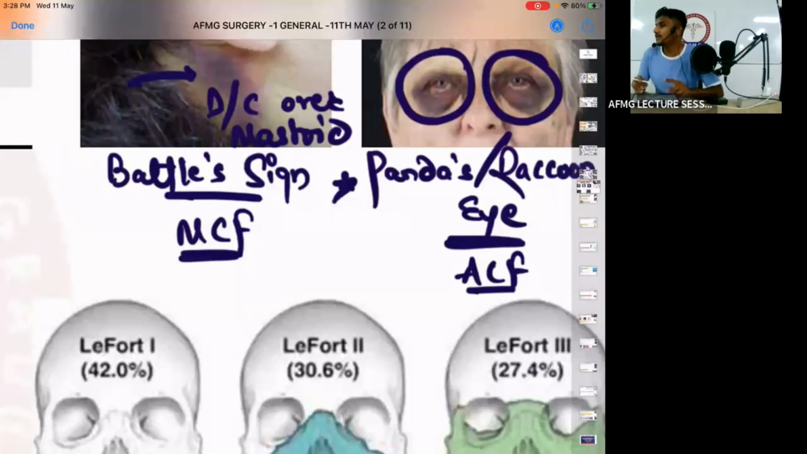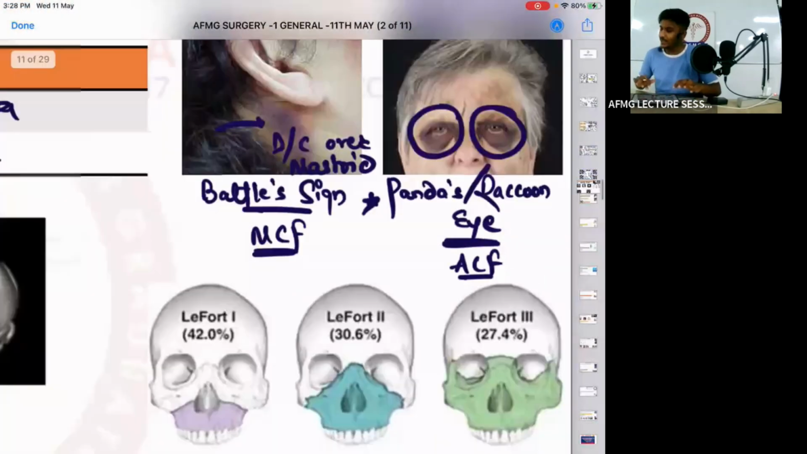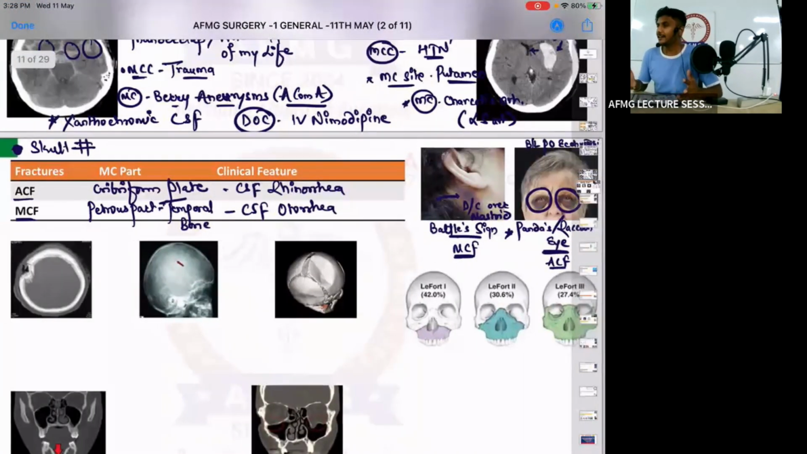No issues with this. CSF rhinorrhea, raccoon's eye, panda's eye are ACF; CSF otorrhea and Battle sign are MCF. No problem with this. In anterior cranial fossa fracture, there can be some personality changes due to frontal lobe contusion, and in middle cranial fossa fracture, there can be some memory disturbances due to temporal lobe contusion.